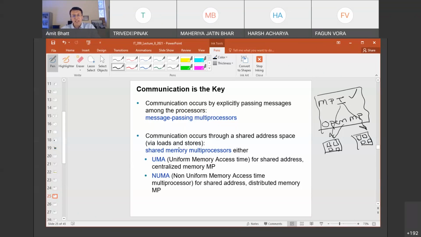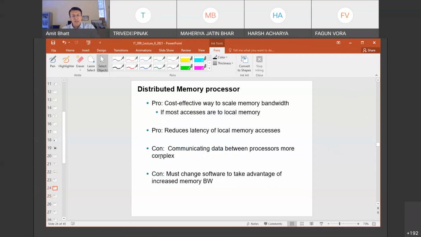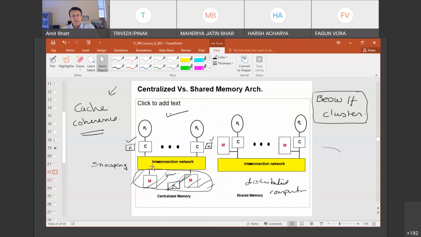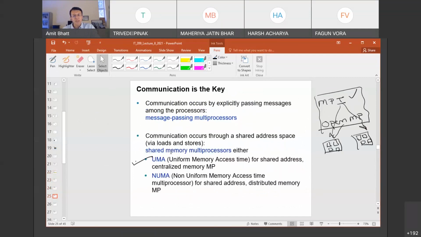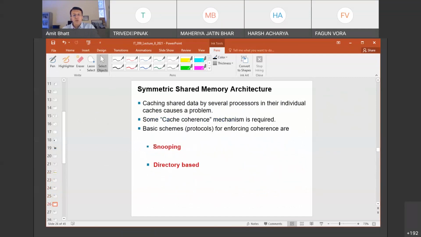This is one way of doing things. And the second is the shared memory multiprocessor, which we have discussed. So you have uniform memory access time for shared addresses and non-uniform memory access time. Your UMA is the same as the centralized multiprocessor. So we are going to concentrate on this. So these are the same thing with different names: UMA, SMP and this centralized memory multiprocessor. You can call it by different names. Okay, so we are going to see a snooping protocol.